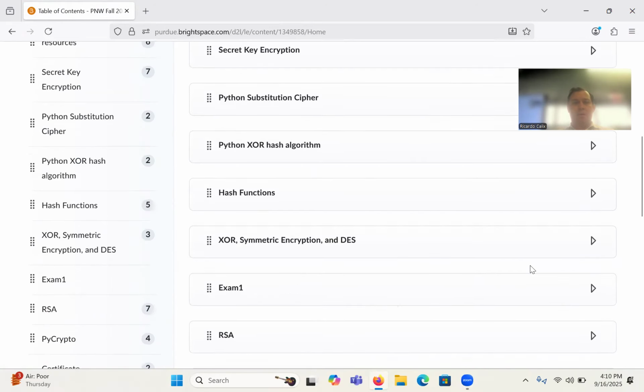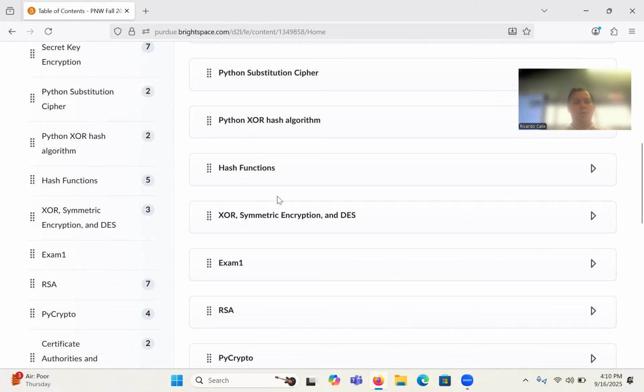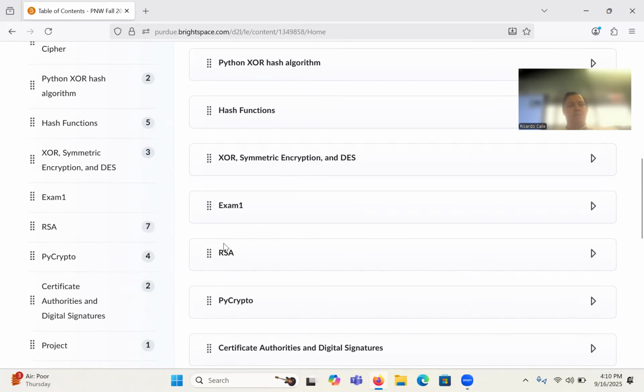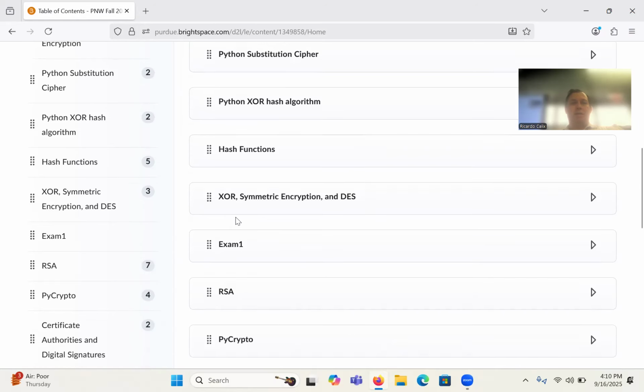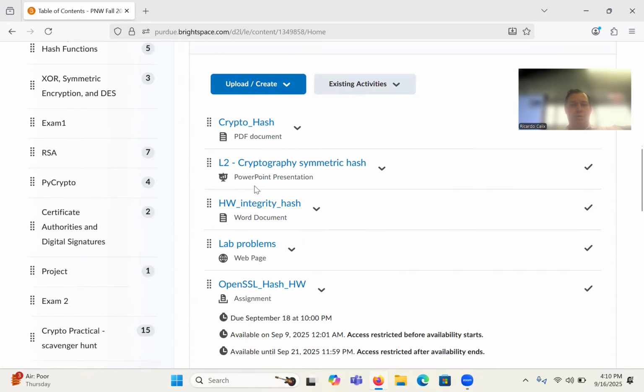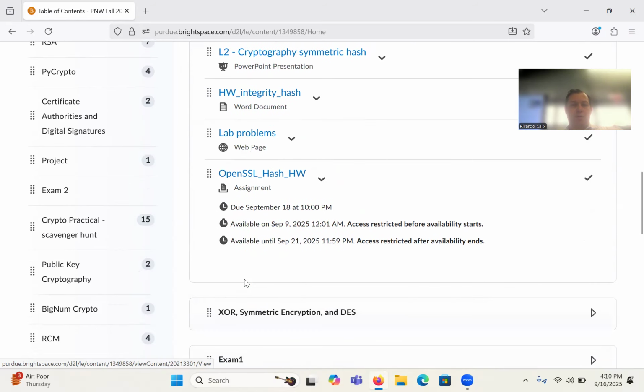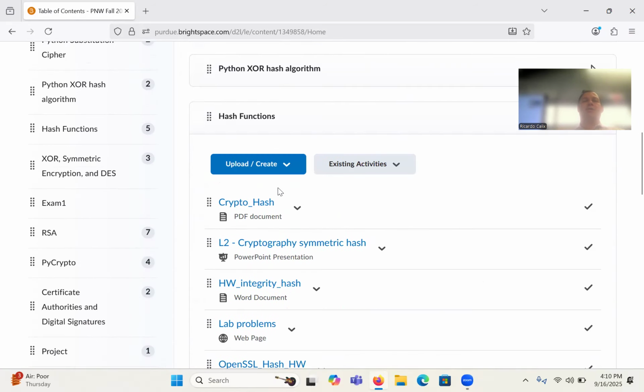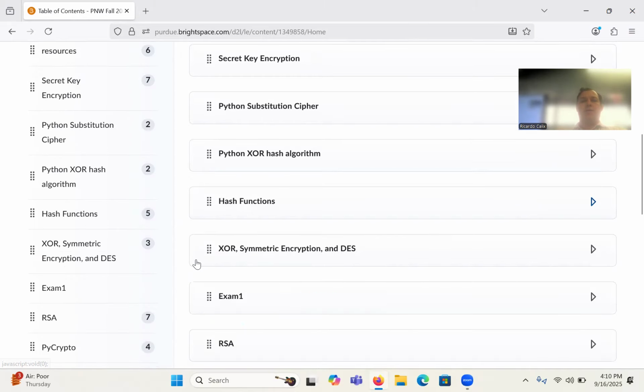This one. So we've completed this one, right? Hash functions, XOR. Those are completed. You can see exam one is kind of coming up here. RSA kind of happens somewhere around it. And this should be the module for today. I'm pretty sure we've covered this. These are the OpenSSL hash examples that we did. So now we are here.